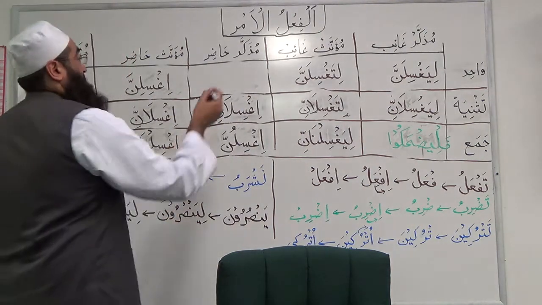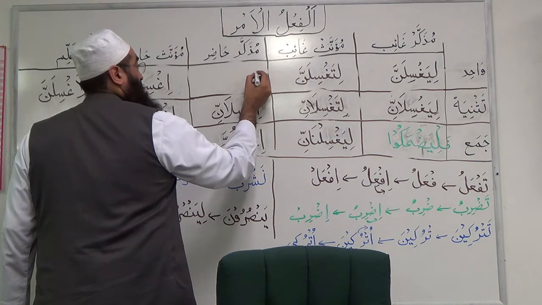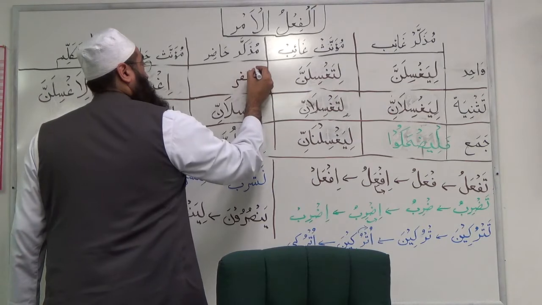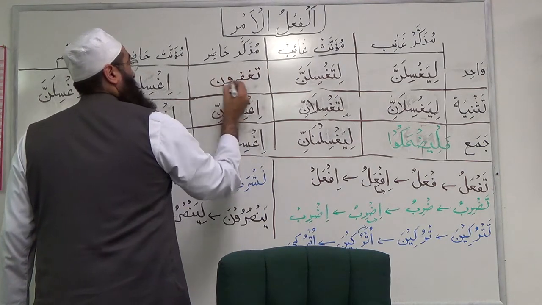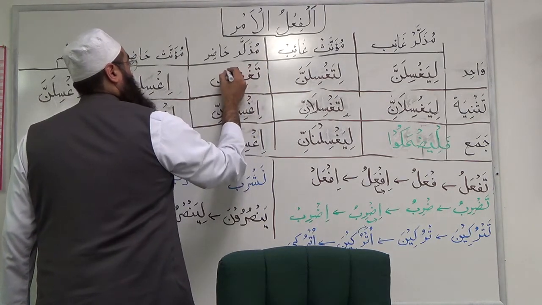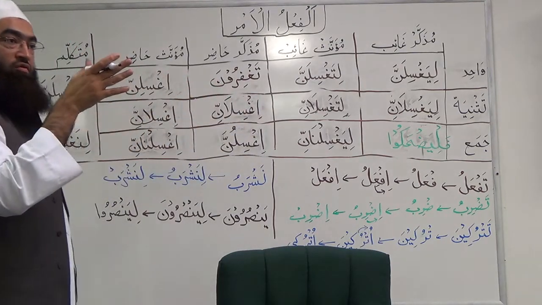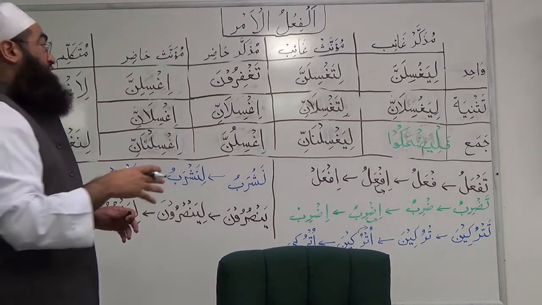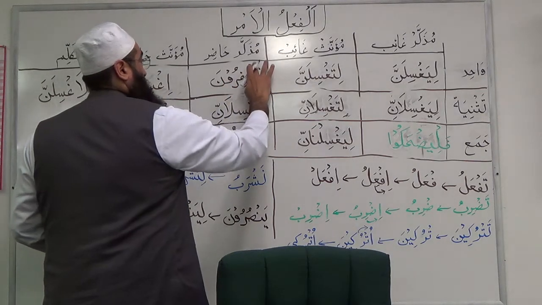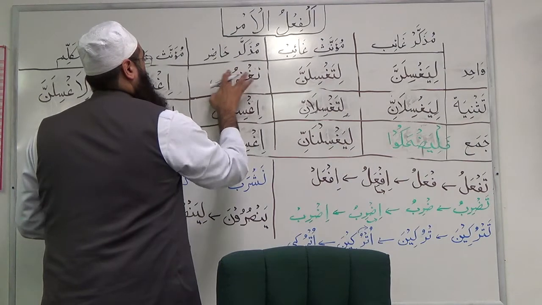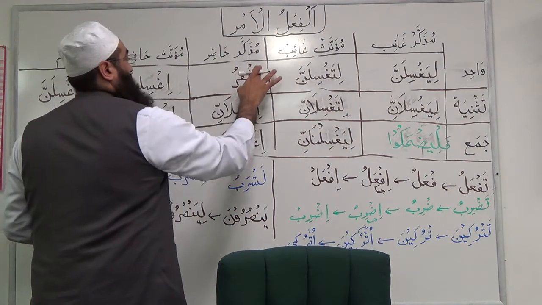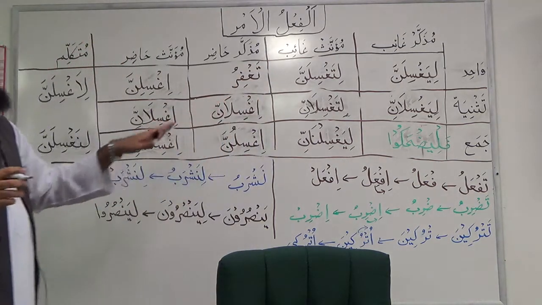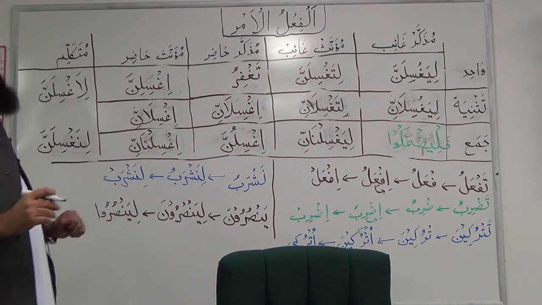So mudhakkar hadir of mudari would be like this. Taghfiruna, right? Taghfiruna. You are forgiving, or you're going to forgive. Now to make amr, what would we do? We drop the ta. Oh wait, it wouldn't be like this, it would be taghfiru. Yeah. So taghfiru is you, one man, are forgiving or are going to forgive.